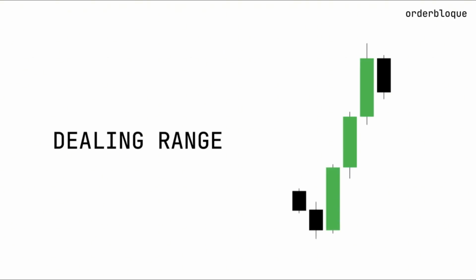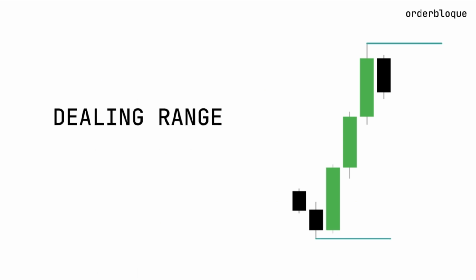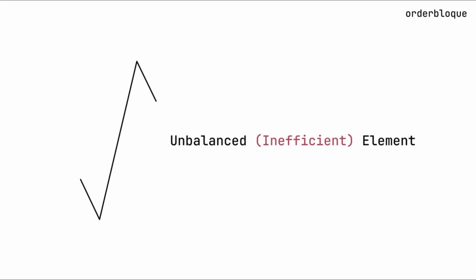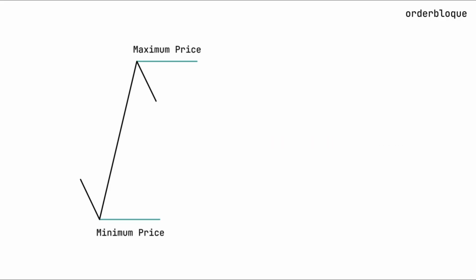In this video, we will break down what a dealing range is. We'll define the conditions for a high probability execution of this tool and understand how to work with it. A dealing range is an unbalanced and often inefficient element in the market that can be identified using just 2 key points, the minimum and maximum price.